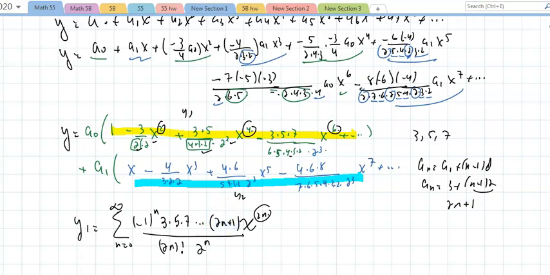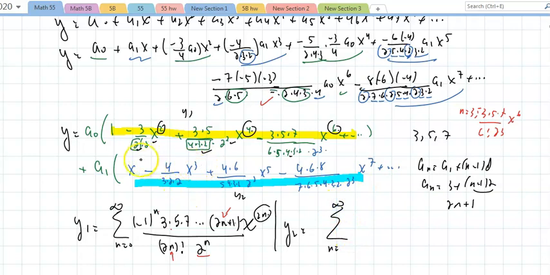Does that work? Well, let's test it. Let n equal 3. I'm going to get a 3 in there. 2 times 3 is 6 plus 1 is 7, so that's 3 times 5 times 7. A 3 means it's negative, over a 3 in there, 6 factorial, 2 to the third, x to the 6. Is that the coefficient of x to the 6? You glance right there and you notice it is matching. Is it negative? Yes, it is. Perfect. And we're going to say that y sub 2 is going to equal the series n equal to infinity.